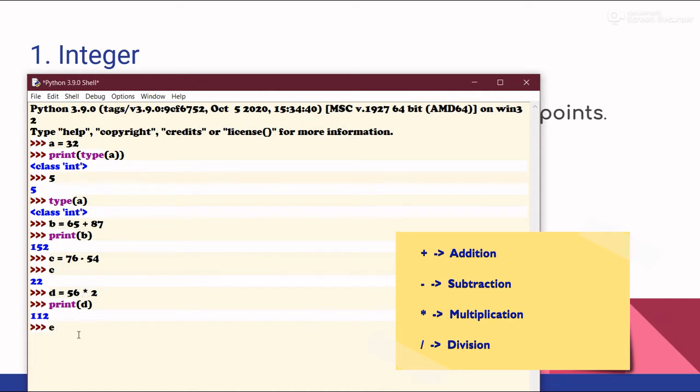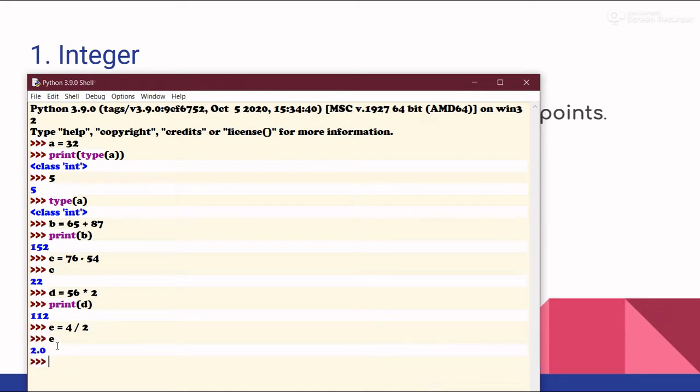Now let's see division. For division, we have something like this, a slash sign, or divided by sign. So let's say we want to divide 4 by 2, so we will say 4 divided by 2, and let's say e, and we got 2.0.